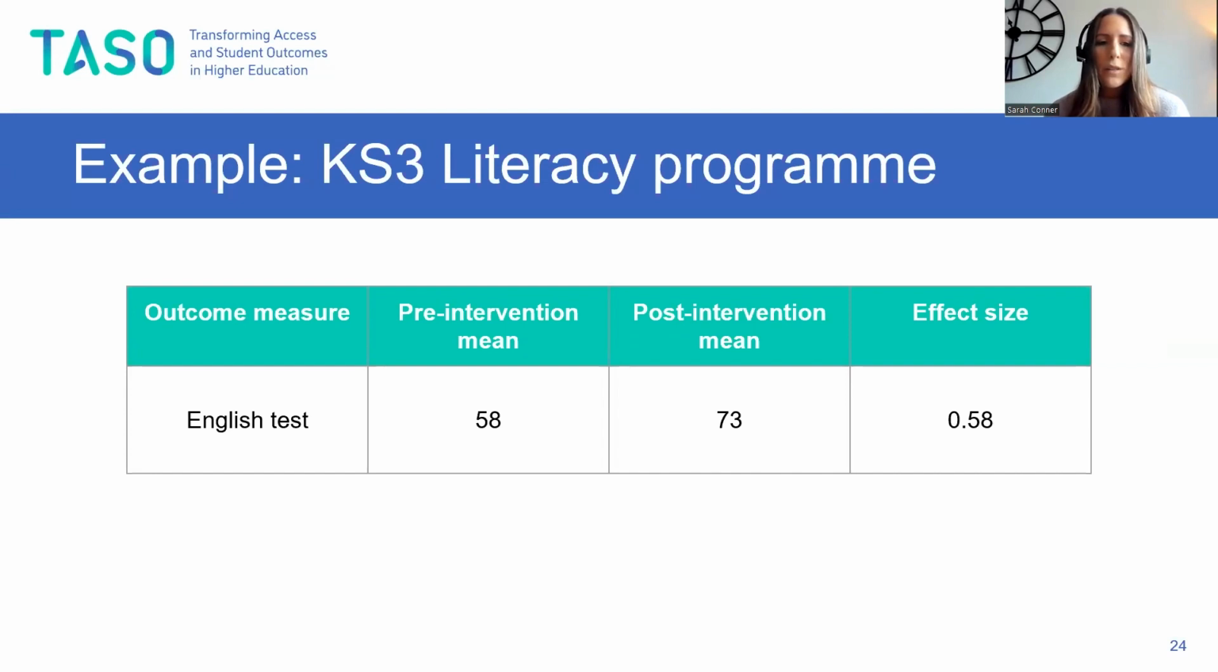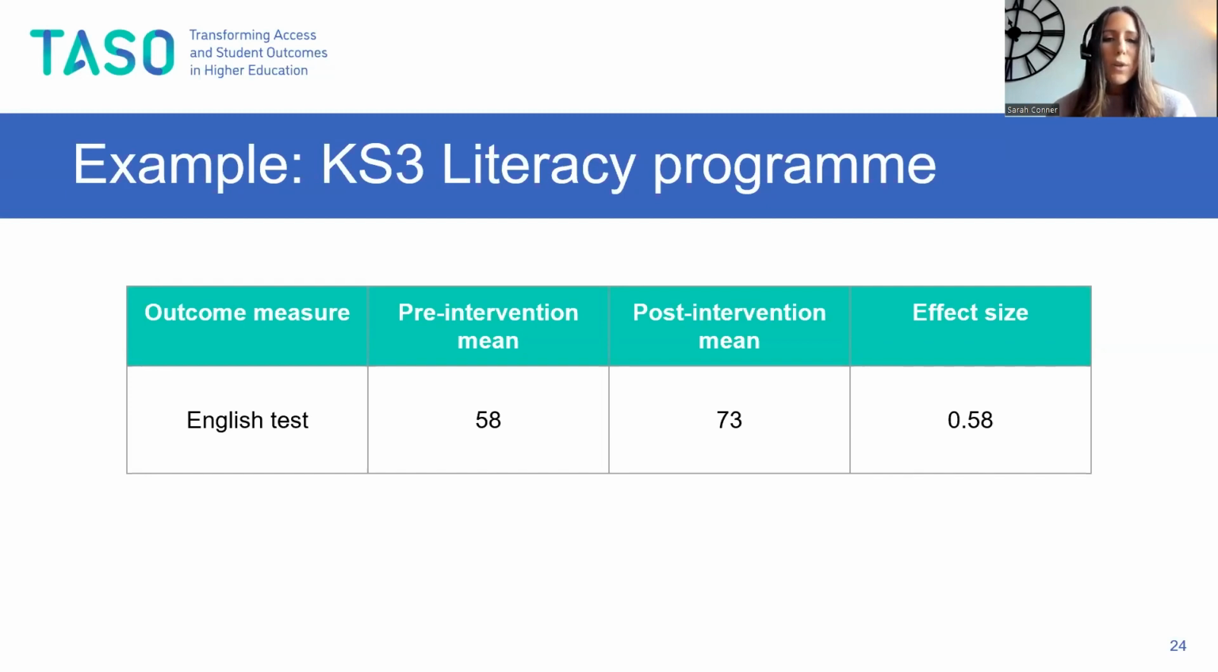Effect sizes tell you, across different measures, so you can do comparisons across different measures, generally what the impact of the intervention is. A small effect size is considered to be 0.2, a medium effect size is considered to be 0.5, and a large effect size is considered to be 0.8. So we've got 0.58 here. So in theory, we've had a medium impact through this literacy programme.